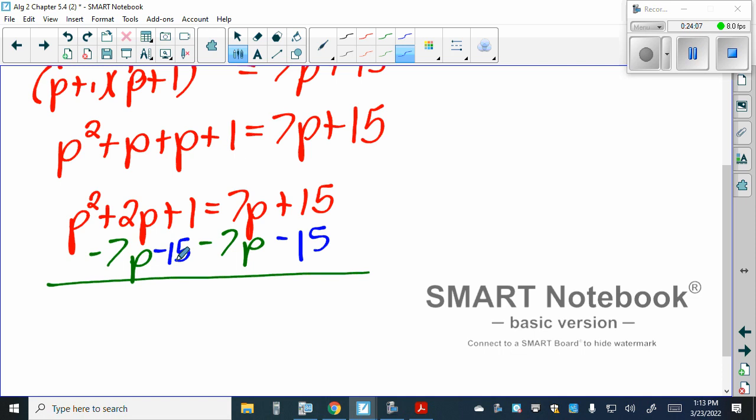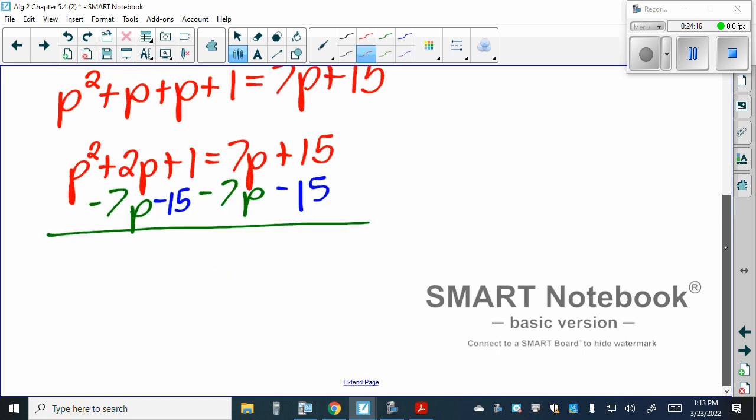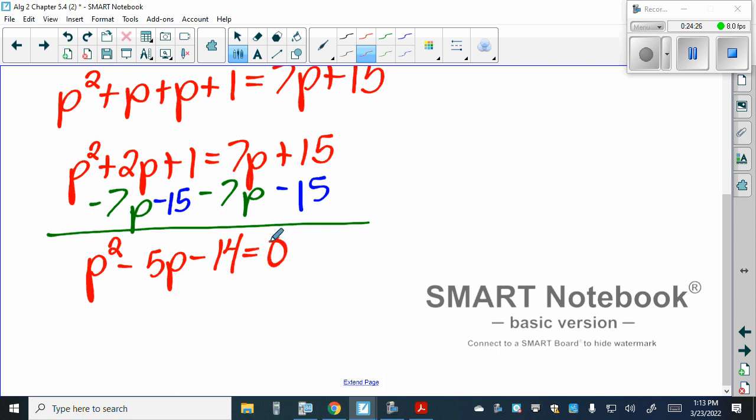The only reason we don't normally do it in one step is because that's a lot going on for some. And we can sometimes get the signs mixed up or combine the like terms incorrectly. But there's nothing that says that we can't do it in one step. But when we subtract 7p from both sides and 15, we should get p squared minus 5p minus 14. Any questions on this here?